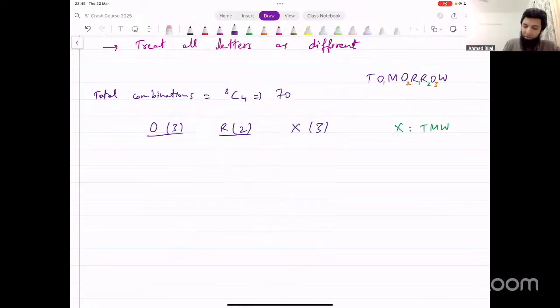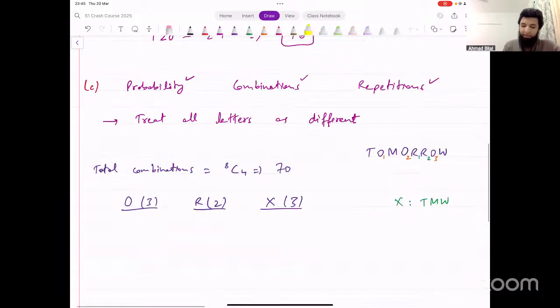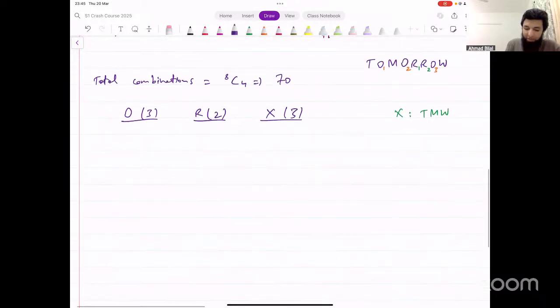What are the possible combinations that I can have? I want to select 4 letters. So what are the possible cases that I can have that satisfy the condition? The condition is we want at least one O and at least one R. We want to find that probability. At least one O and at least one R. What are the cases that we get? One O, one R, 2 remaining letters. With one O, I can have 2 R's and 1 remaining letter. These are all the cases that I can have with one O.